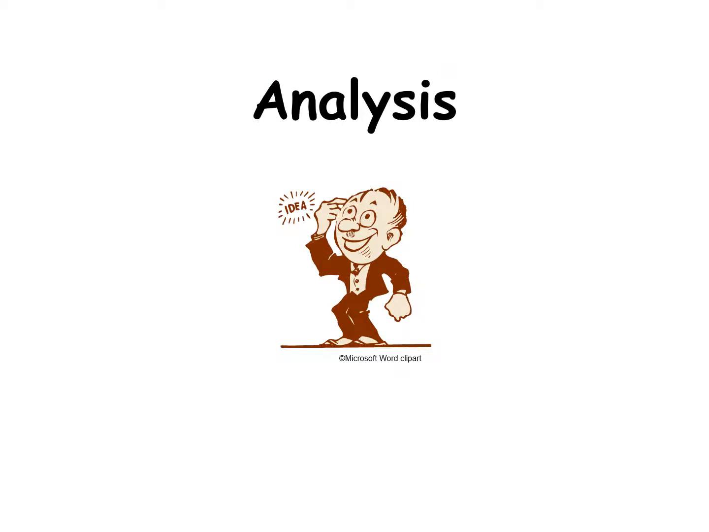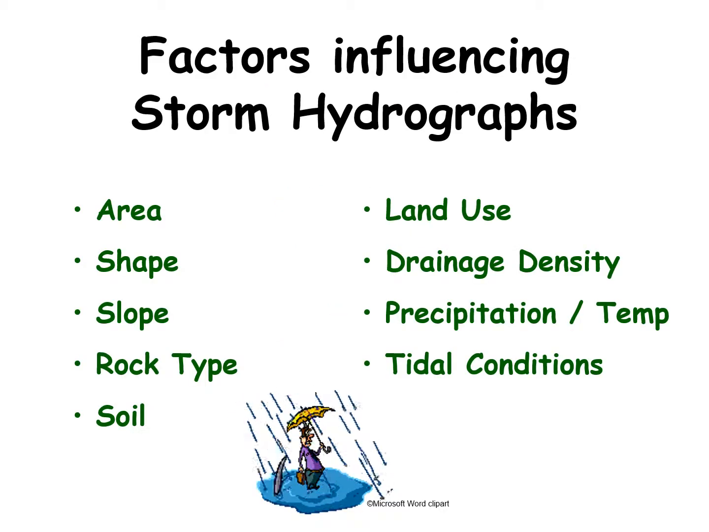So let's see what the analysis is. The factors influencing storm hydrographs are area, shape, slope, rock type, soil, land use, drainage density, precipitation, temperature, and tidal conditions. Here I will give an overview of these, and then we will try to solve the problem.